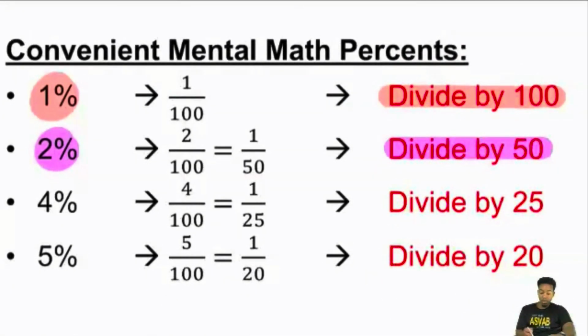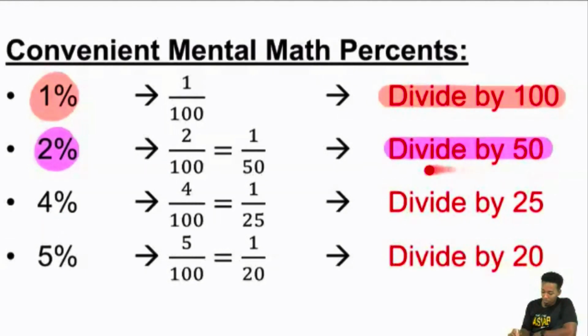You can say with 5%, 5 goes into 100 20 times. And that's why you would divide by 20. I was looking at someone's comment at the same time. But yeah, you would divide by 20 with 5%. With 4%, 4 goes into 100 25 times.